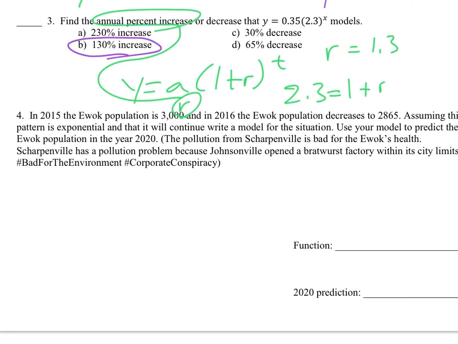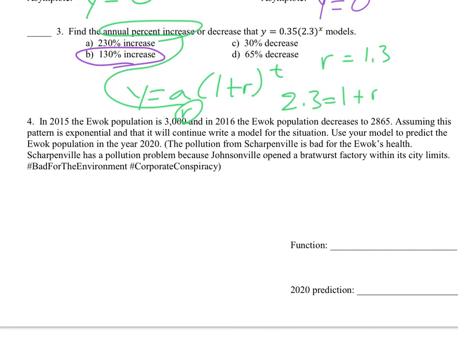Alright, so number 4 is our modeling question where we are not necessarily told the rate of change, but we are given 2 consecutive years of numbers. So we have in 2015, the Ewok population is 3,000, and in 2016, the Ewok population decreases to 2,865. Now we are going to make some assumptions. We're going to assume that the pattern is exponential and that it will continue.